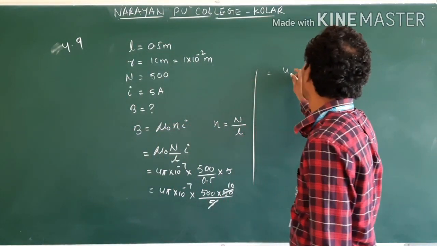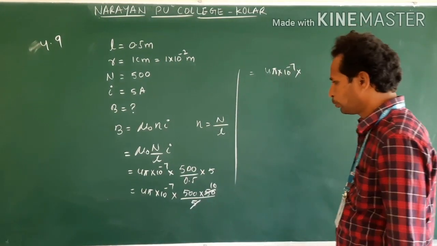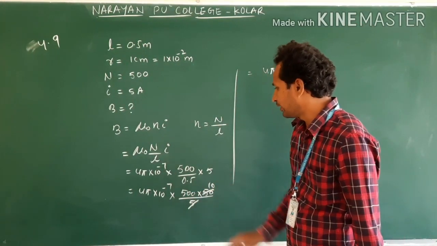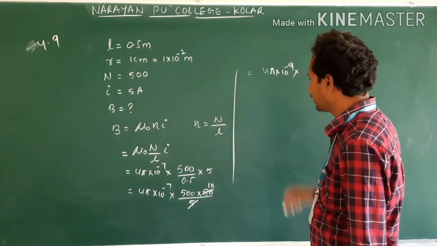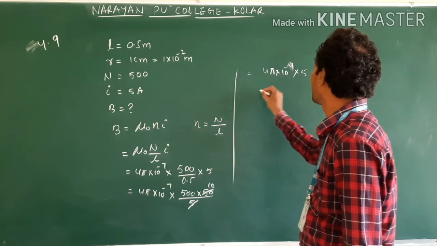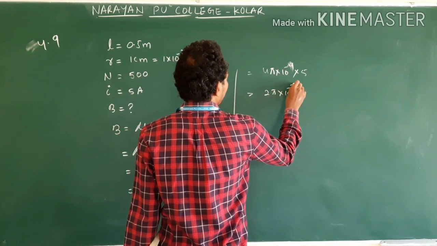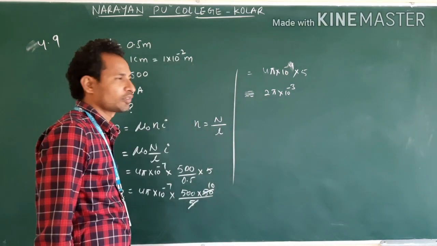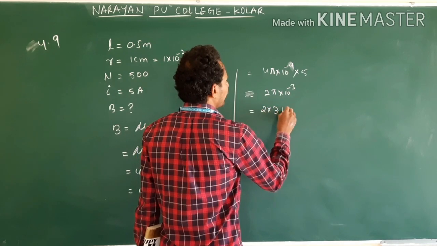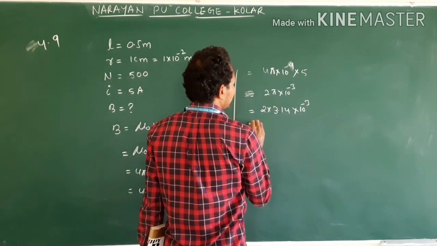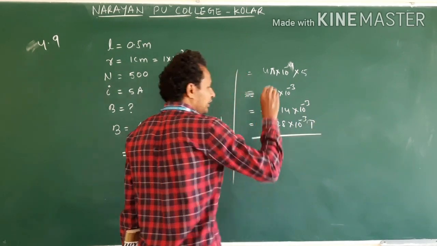Now this is 4 pi into 10 power minus 7 into 1, 2, 3. The 3 zeros go. Then, 4 into 5 is 20. Again 1 zero goes. So 2 pi into 10 power minus 3. Substitute the pi value: 2 into 3.14 into 10 power minus 3. This is 6.28 into 10 power minus 3 Tesla.